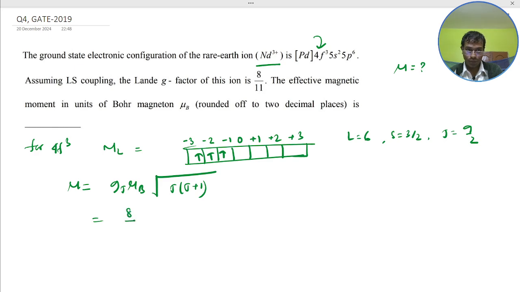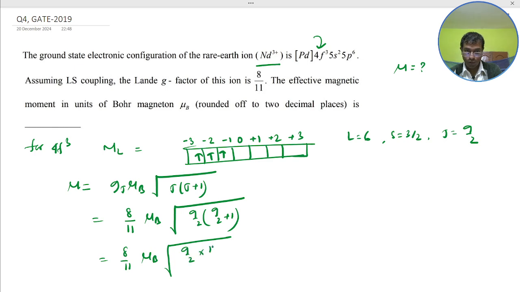So put this value, this is 8 by 11 mu_B and spin 9 by 2 plus 1. So 8 by 11 mu_B root over 9 by 2 into 11 by 2 Bohr magneton, and this is 3.62 Bohr magneton. So this is coming in GATE NET type questions, numerical answer type. So you have to write 3.62 as the correct answer.